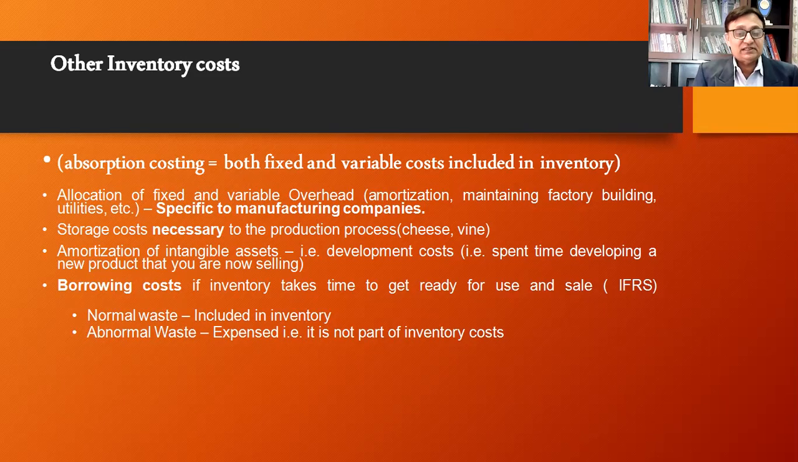Similarly, amortization of certain intangible assets may be there, that is, development costs, the time spent in developing a new product that you are selling. Similarly, some kind of borrowing cost, if inventory takes time to get ready for use and sale. So before the inventory gets ready for sale, anything you spend will be included in the cost of inventory. And if normal waste is there, that is included in the inventory. If abnormal waste is there, it is not a part of the inventory cost; that will be charged to the profit and loss account.